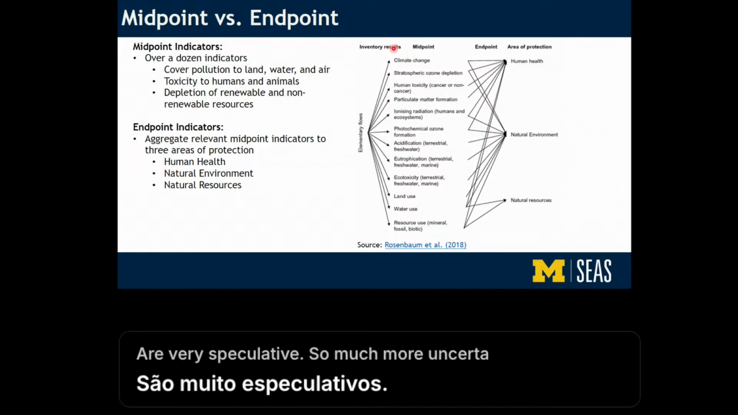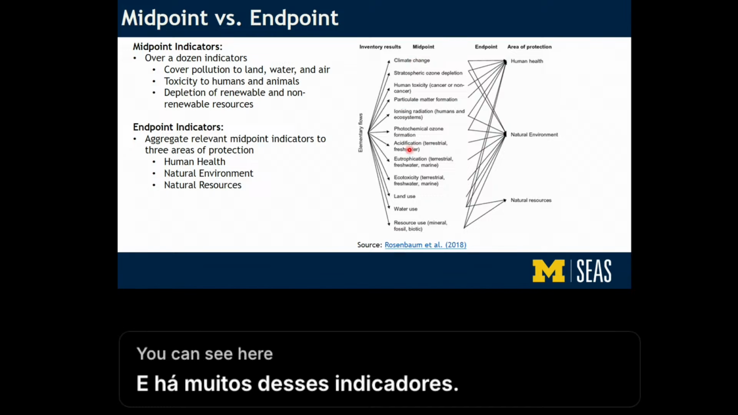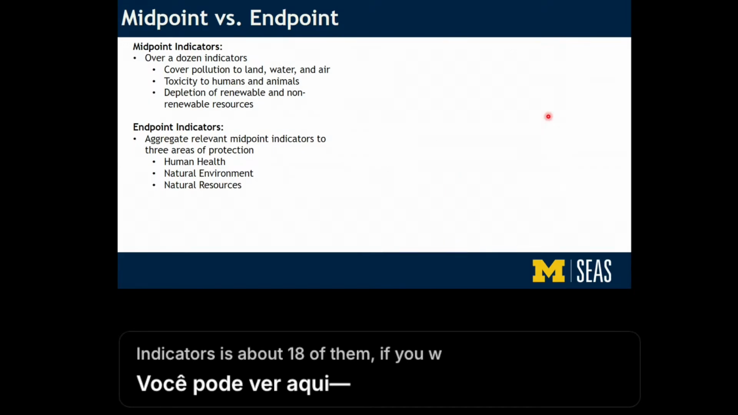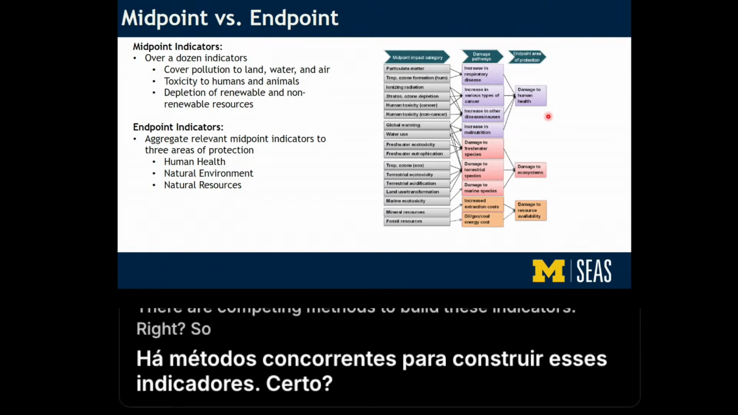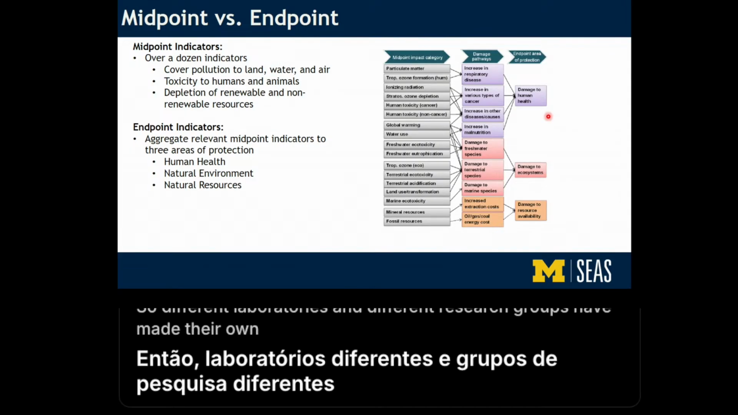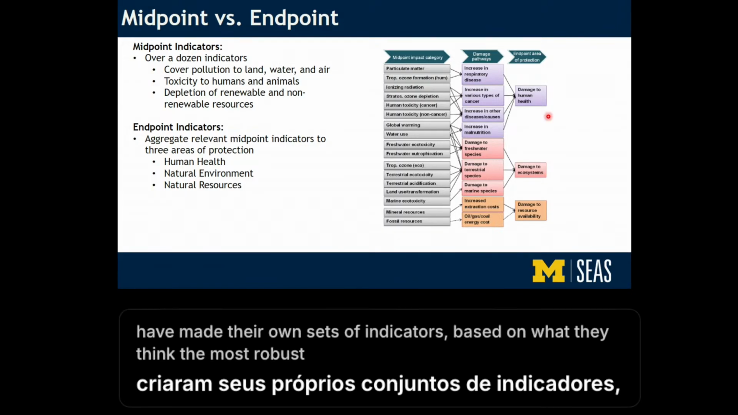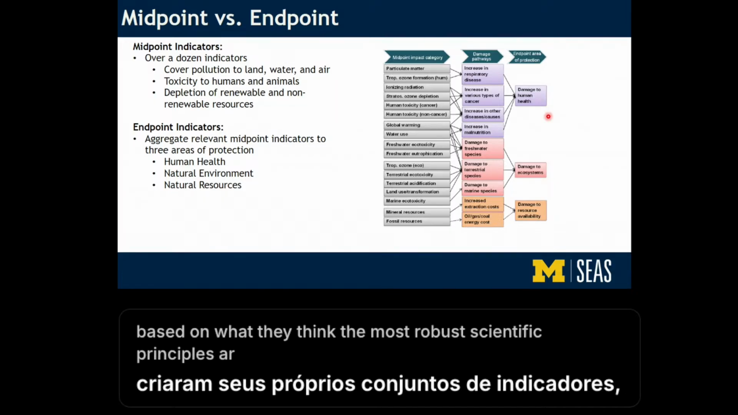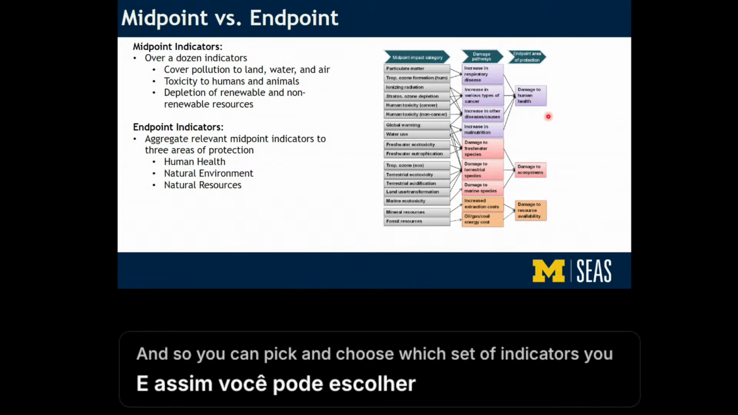You can see here, midpoint indicators, there's about 18 of them. And there's only 3 endpoint indicators. There are competing methods to build these indicators, right? So different laboratories and different research groups have made their own sets of indicators based on what they think the most robust scientific principles are. And so you can pick and choose which set of indicators you want. You just have to state that clearly in your life cycle assessment so people know.